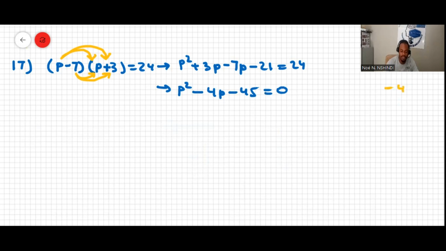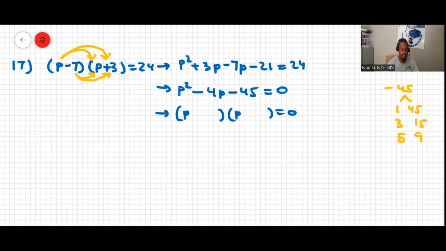Now I want to take negative 45 there. The factors of 45 are 1 and 45, 3 and 15, 5 and 9, and that's it. Okay, and then if I need to get over here, I can just say P, another P over there, equals 0. So now I can place in the values.